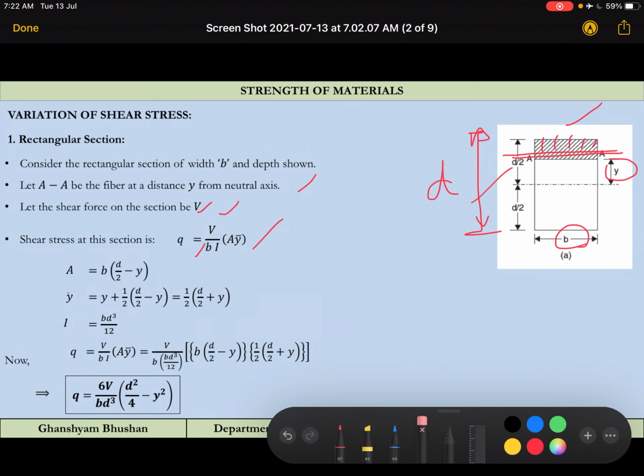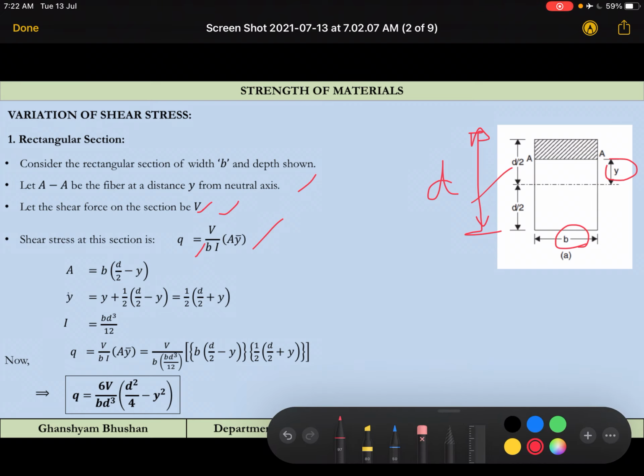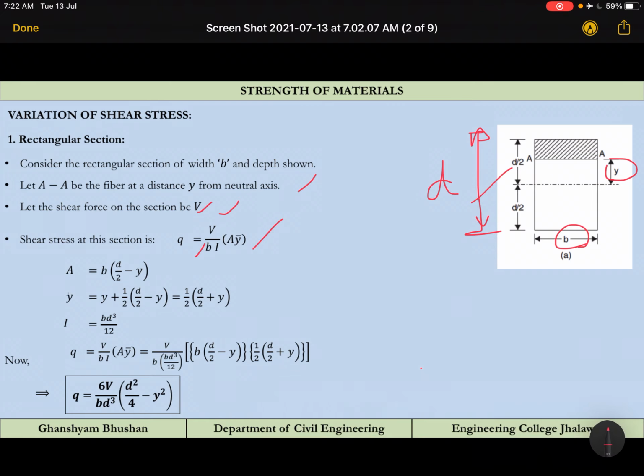So this is the section, so what will the area be? The shaded portion is the required area for us, that is how much? It is B into (D by 2 minus Y). So you can see B into the depth of the section, which is D by 2 minus Y. So this depth. Now this is ȳ.